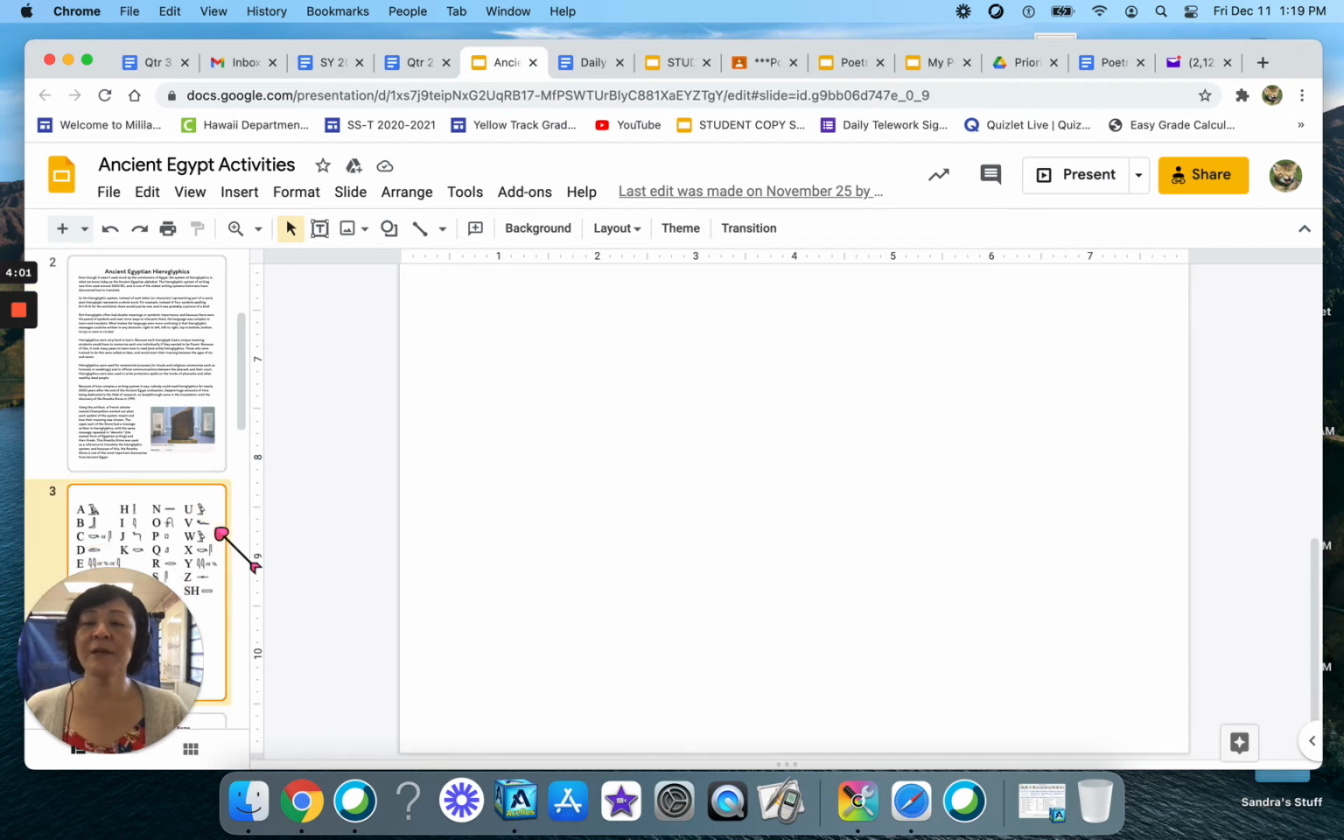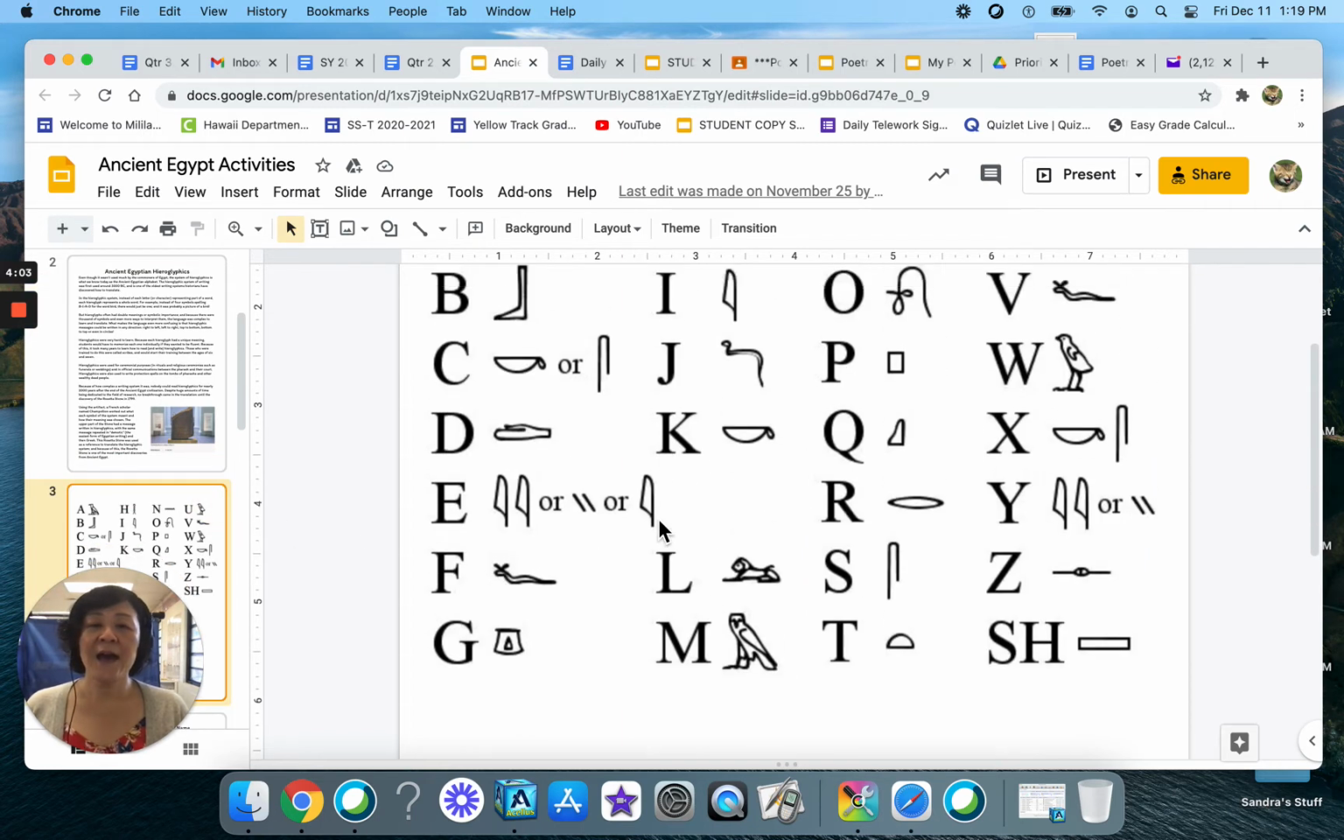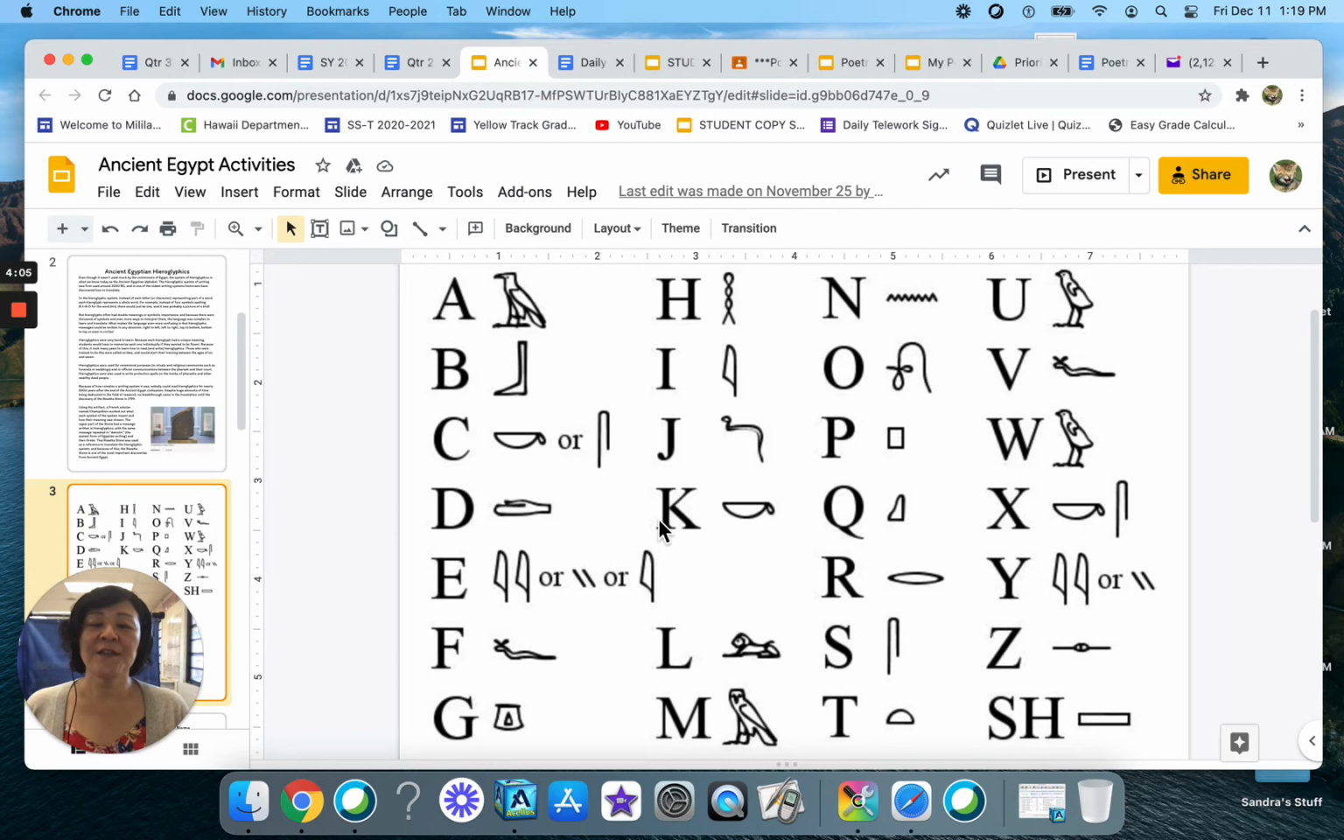Okay, so slide 3 has the hieroglyphic alphabet we want you to use. As you can see, here is our English alphabet, and next to each letter is a symbol. So A, there's this bird. B, it looks like a foot. C, there's 2 choices, one or the other. D is another one like this. E, there's 3 choices. F, G, and so on, all the way down to Z.